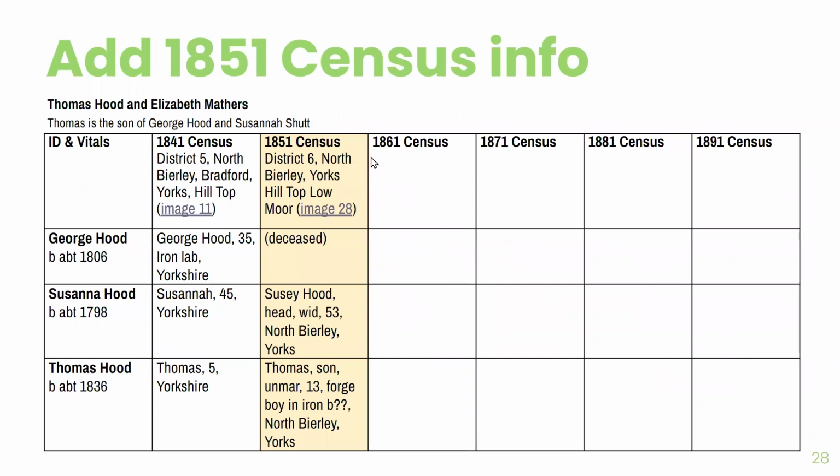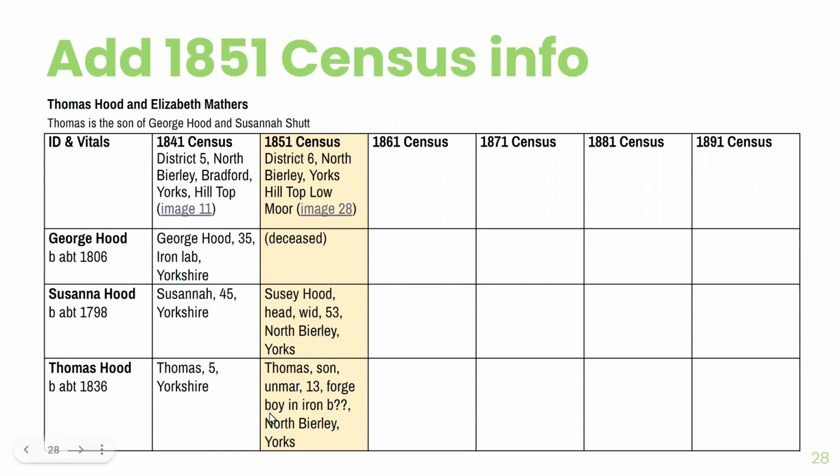So now that I've found the right census, I'm going to put in the 1851 information. Sadly, George is deceased because Susie or Susanna is a widow at this point. And so we put in her information and Thomas's information. We've got a little weird thing going on with the age here, and it actually is hard to read, but when I blew it up, it really did look like 13. And so I put 13, but just something that we want to be aware of.